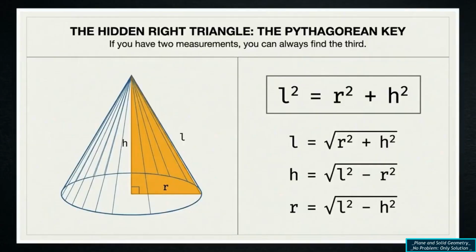This cross-section shows exactly how those 3 lines interact. When you lock the horizontal radius, the vertical straight height, and the sloping slant height together, they form a right triangle hidden inside the core of the cone.